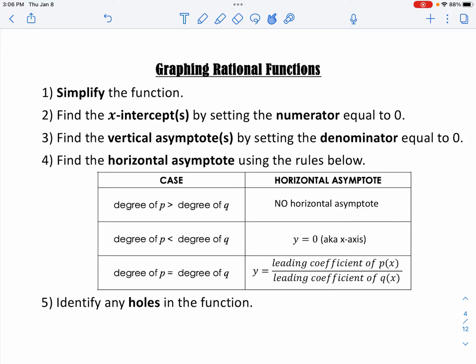And there's some rules here to follow, which I will paste on each slide so that you can see as we go. And then lastly, you'll have to identify any holes. Okay, so it's kind of a lot. We're going to just practice this and hopefully you'll get the hang of it.